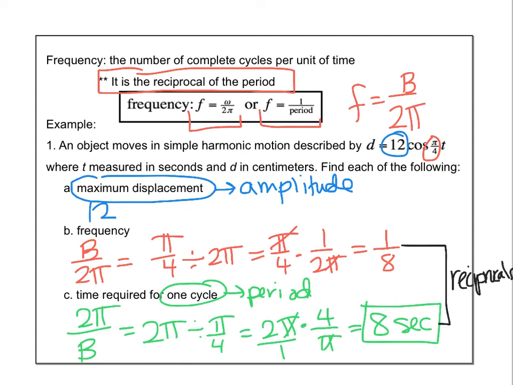The second thing you should notice is the relationship to each other. If it takes 8 seconds to complete 1 cycle, then what the frequency is saying is that in 1 second, I can only get through 1/8 of the cycle. That's what the frequency means. If I had only 1 second, how much of the cycle would happen?